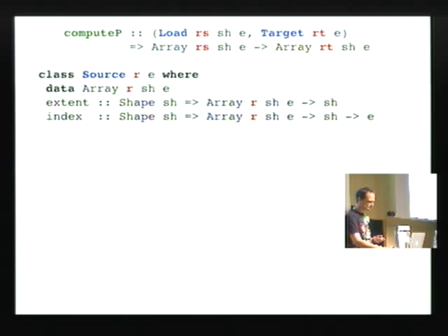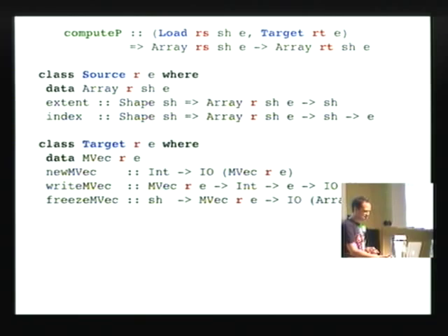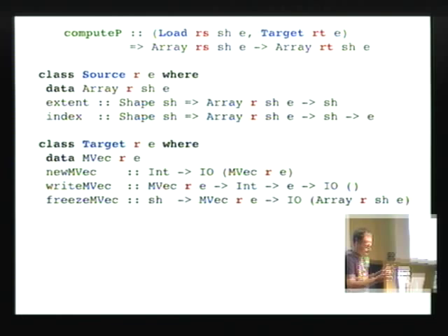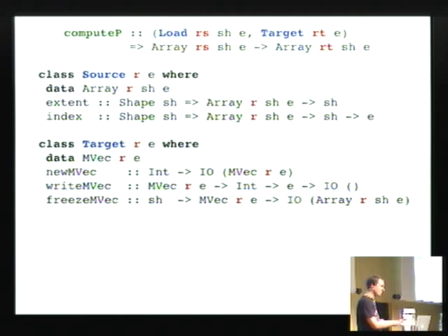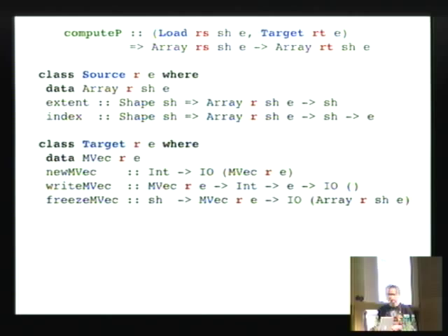I might just skip over that because I'm running out of time. There's also a target class. This is the class of things which can be used as targets. So mutable unboxed vectors and foreign buffers are instances of target. And this contains a function to generate a new mutable array, to write elements into it, and when you're done, freeze it into a real vector array.